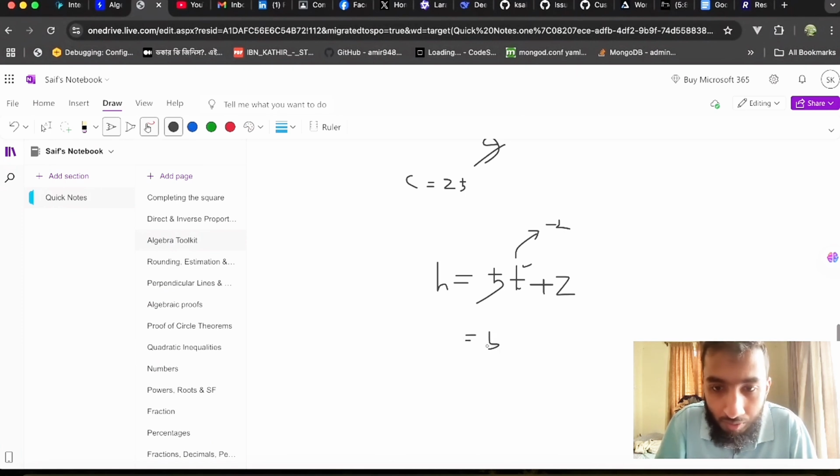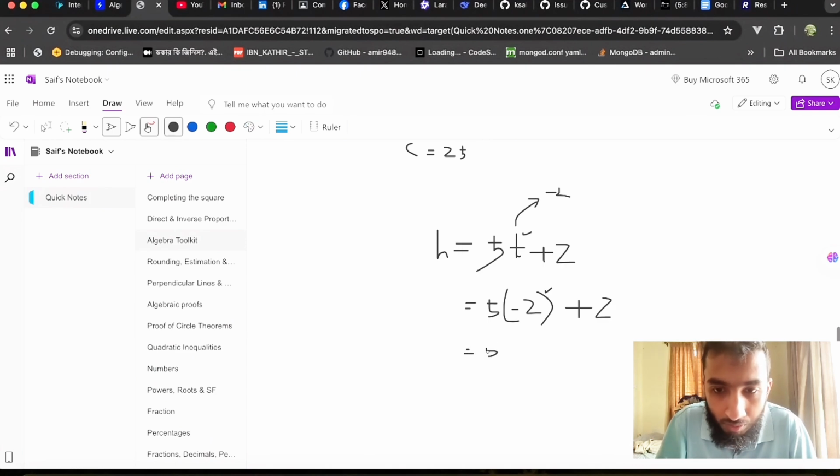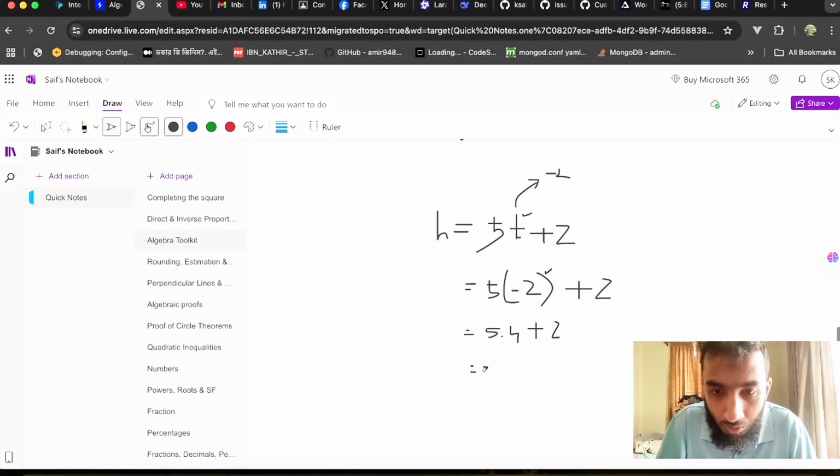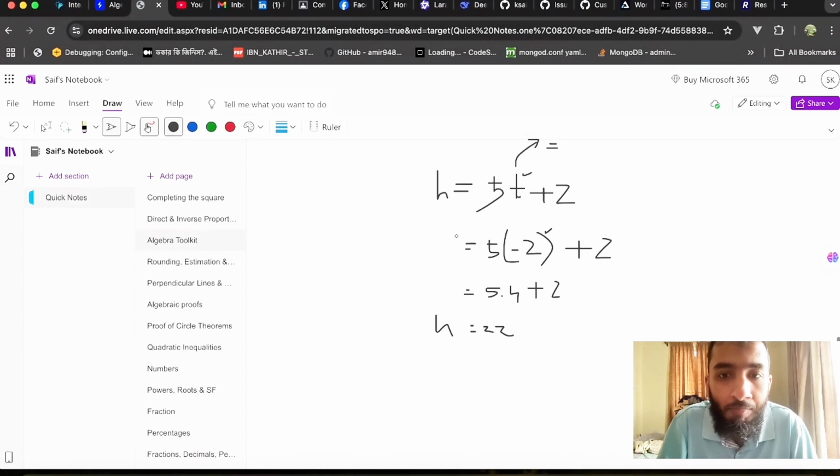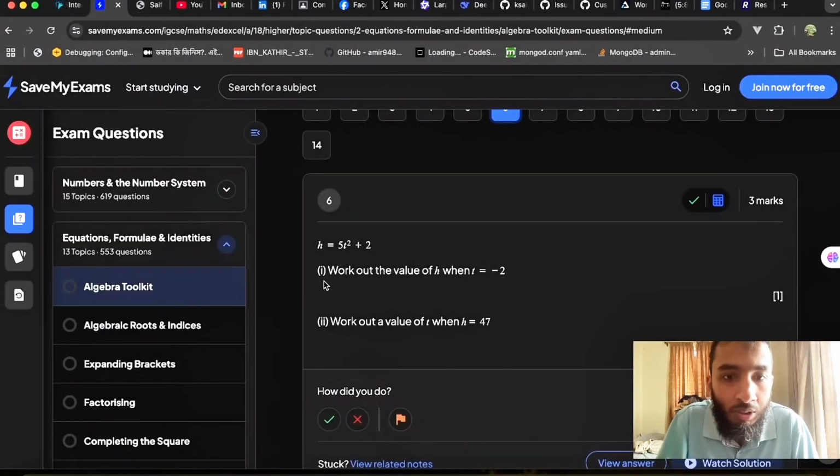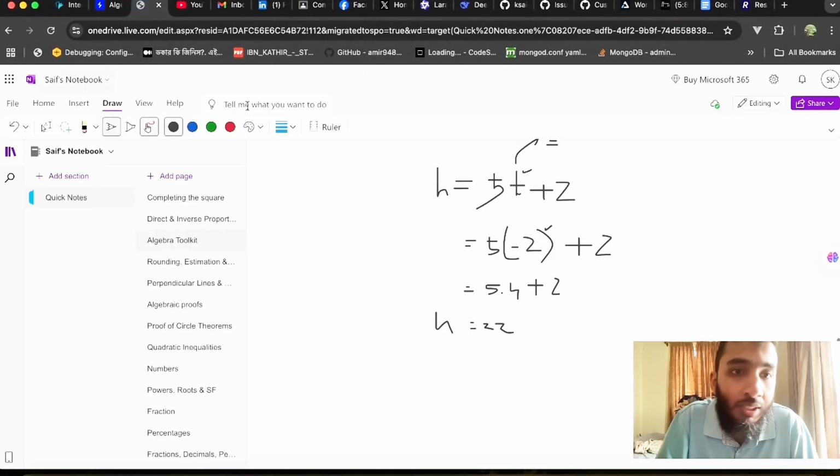We get 5 multiplied by minus 2 square plus 2. Minus 2 whole square is 4, so it's 5 multiplied by 4 plus 2. So it's 20 plus 2, which is 22. So the value of h is 22 when t is minus 2. This is the first part, and the second part says you have to work out the value of t when h is 47.